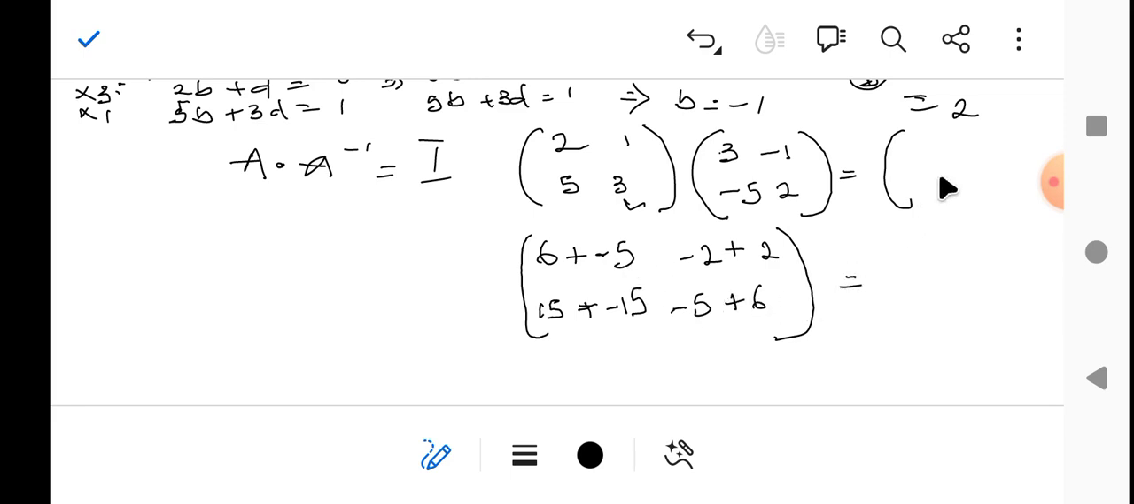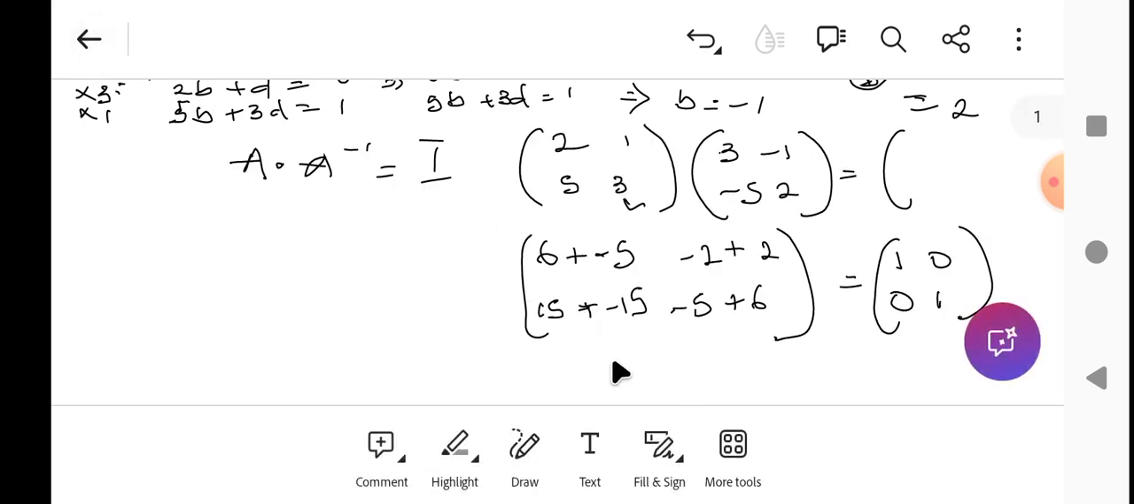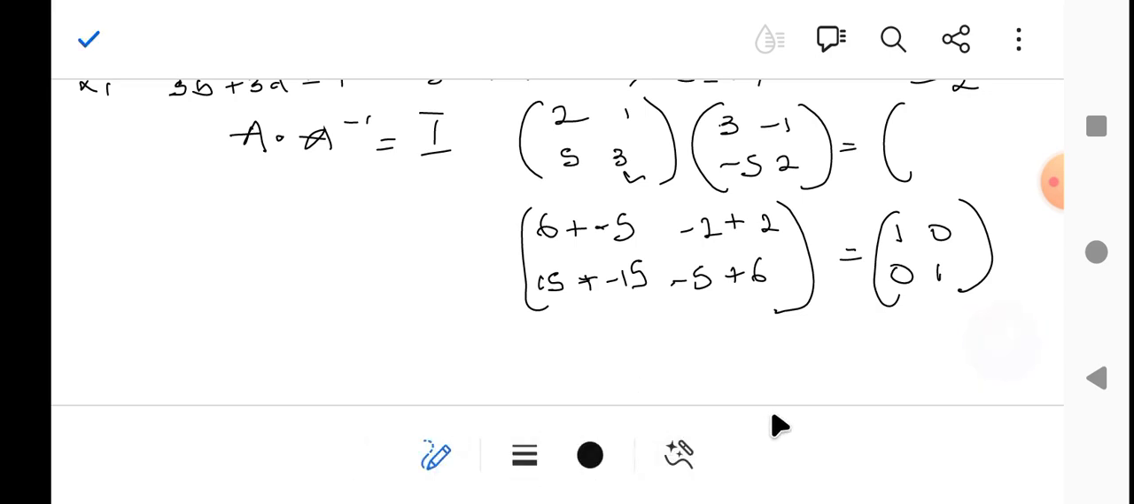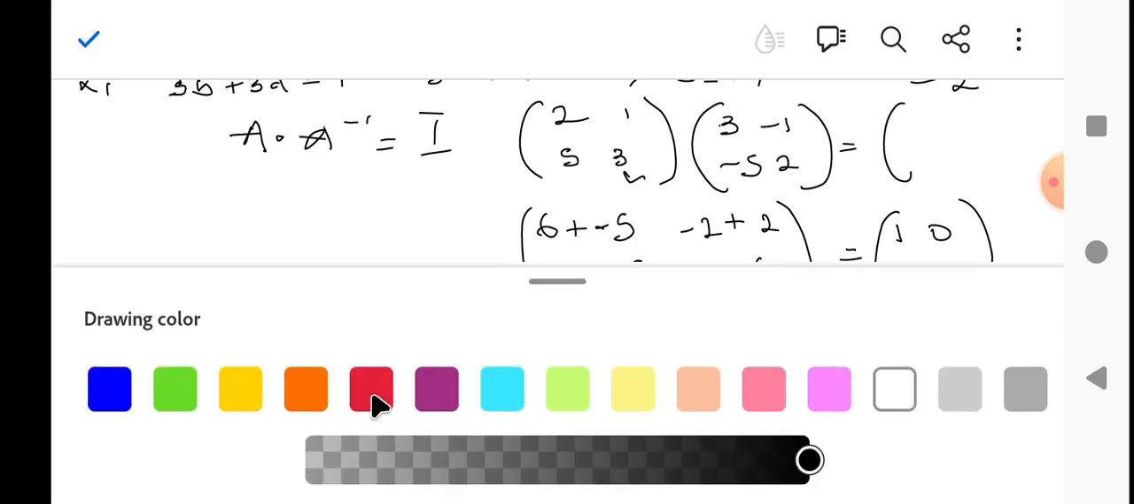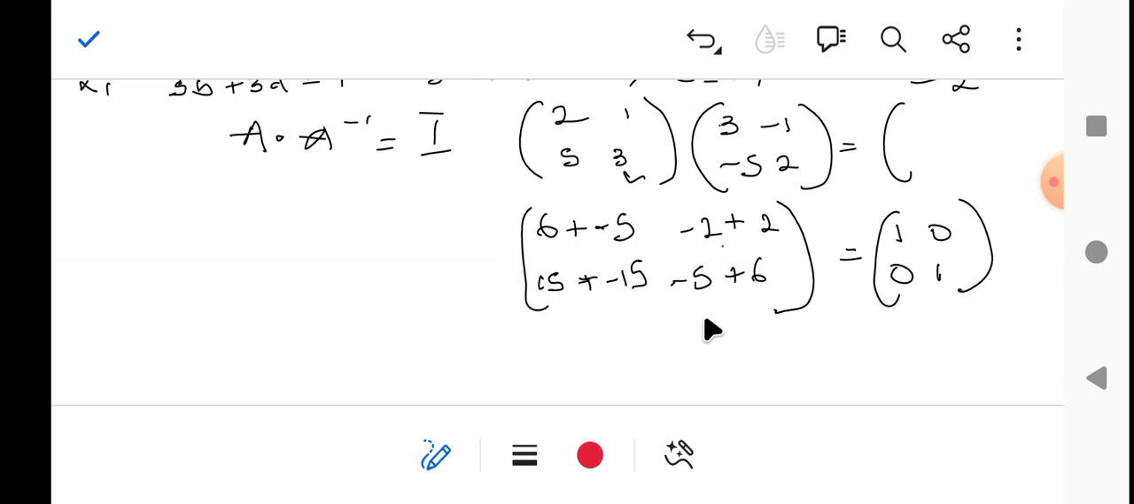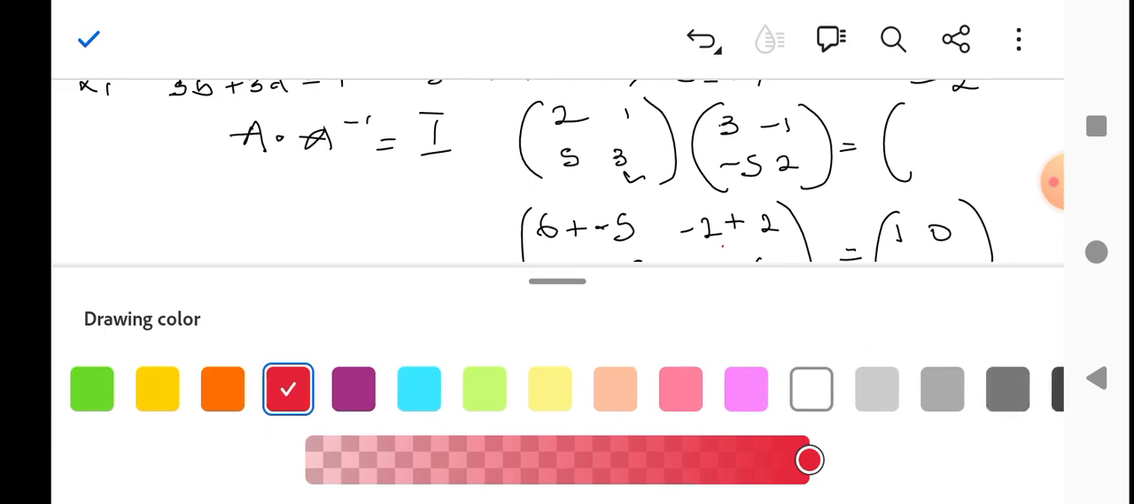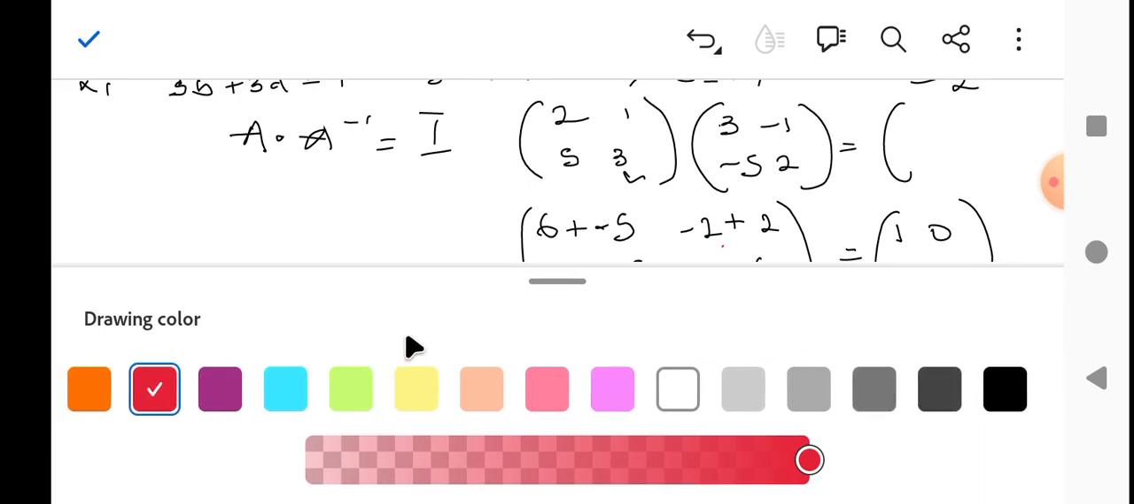So upon evaluating, can we see we're going to get 6 minus 5. We're going to get 1. 2 minus 2 is 0. 15 minus 15 is 0. Minus 5 plus 6 is 1. So we are actually on point. It is correct, right? This is perfectly done, quite easily done, right? This is perfect. Now we move further to so many other matrices, right?